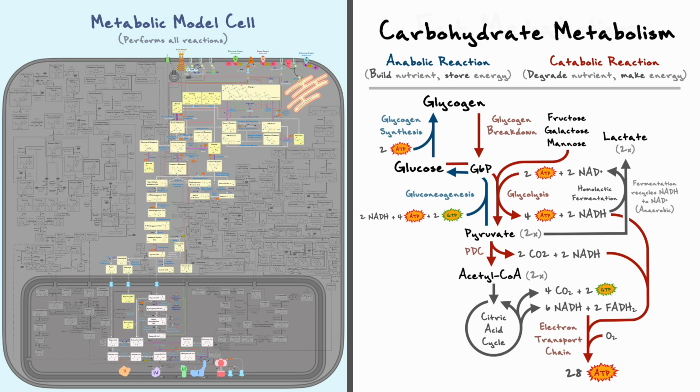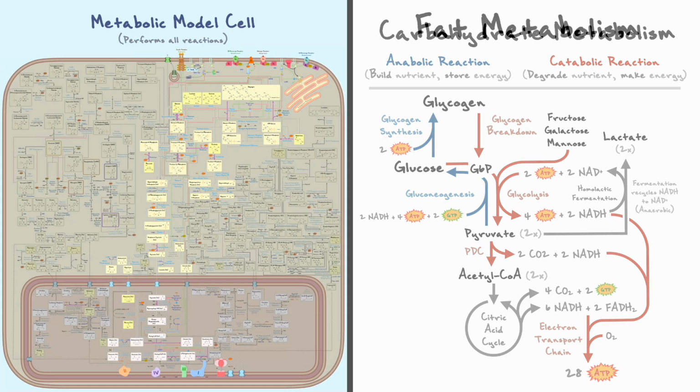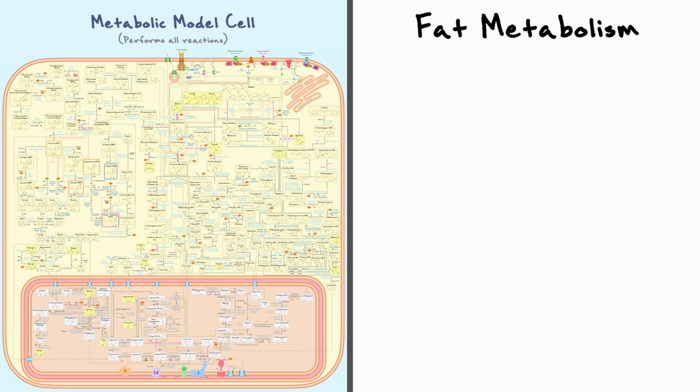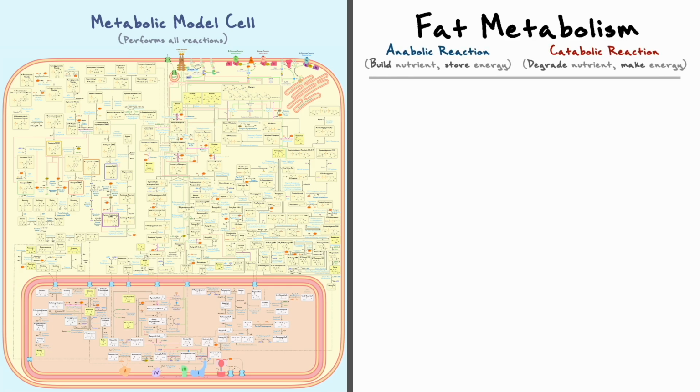Now that we are done covering the metabolism of carbohydrates, it's time to consider the metabolism of another macronutrient, fats. As we did for glucose and other carbohydrates, I want to begin with a quick overview of the pathways we will cover to get some intuition on this nutrient. In a similar fashion to glucose, fat metabolism is composed of anabolic and catabolic reactions.